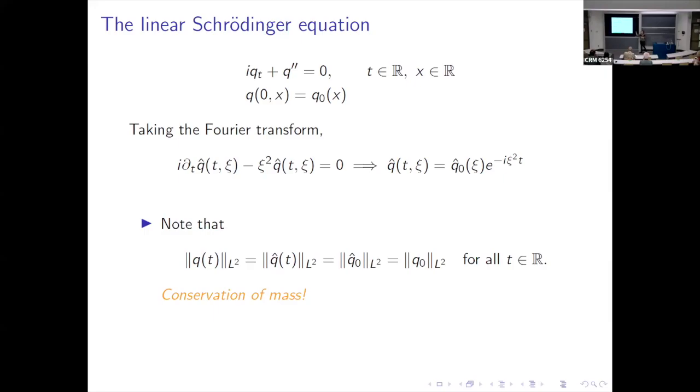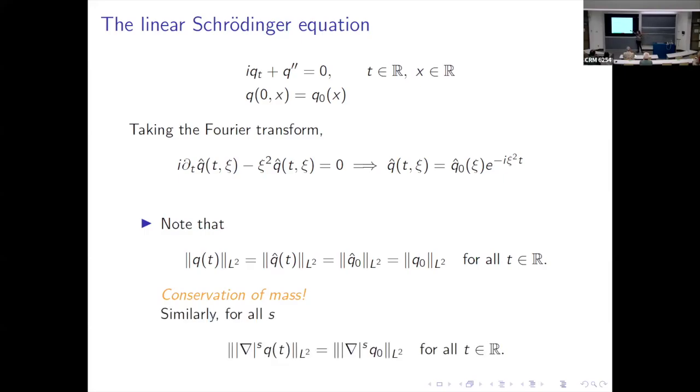And now you can compare that perhaps with something like the heat equation, where if you compare what happens to the Fourier transform of your solution in the heat equation, what happens? You don't have this i here, right? So you have actual decay of the Fourier transform, right? And that gives you actual decay of the L2 norm. You lose mass. That is not what happens here. The mass stays the same, right? Okay, so we have conservation of mass.